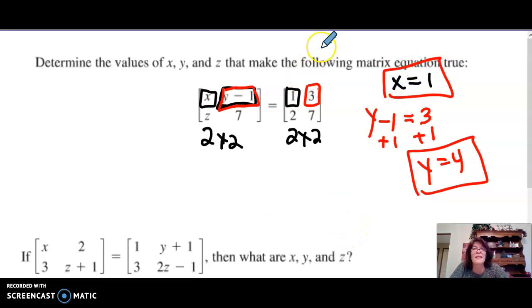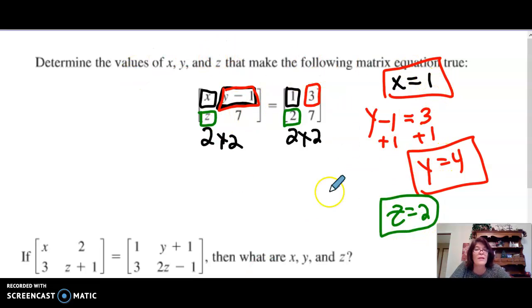The only thing left is Z. Since Z is located in the second row, first column, and the entry in the second row, first column here is 2, Z is going to have to equal 2. Okay, and then I don't have to do anything else. I got the 7 and the 7. So if X is 1, Y is 4, and Z is 2, then these two matrices will be equal.